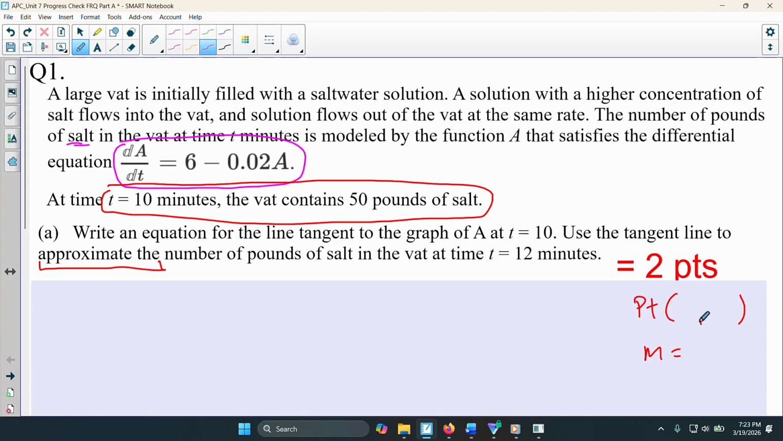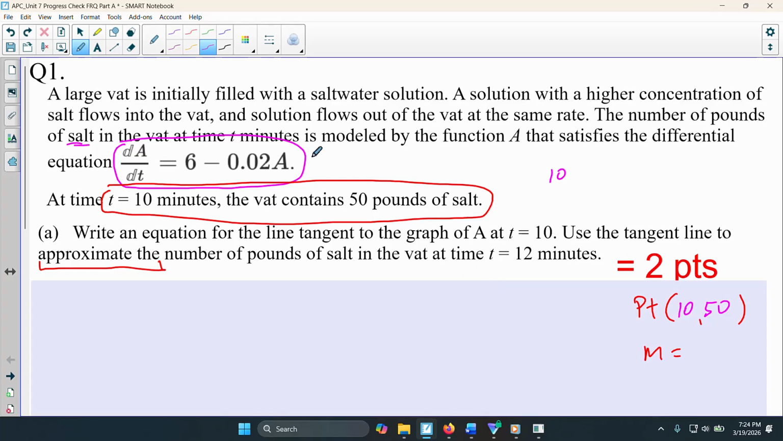Now the point is relatively easy. Sometimes without the word problem, sometimes they'll just give you a point outright. But in this case, the initial condition is the point. So this is when t equals 10. This is the output. So this is 10, and the output is 50. Well, that's a point, x comma y. Now, what's m? How do I get m?